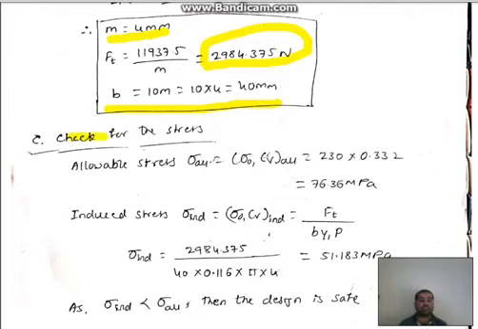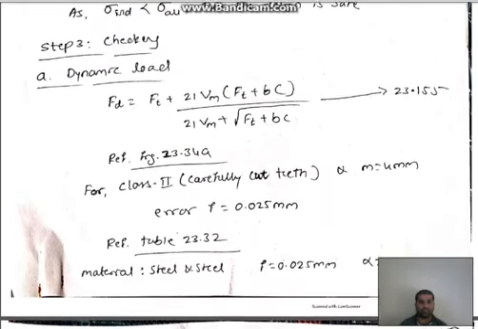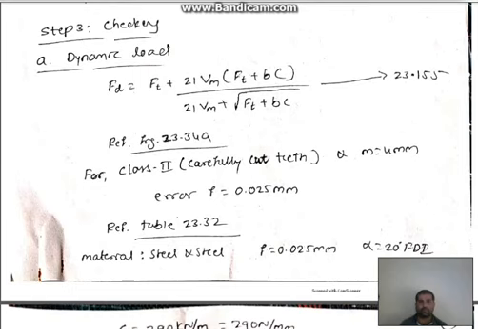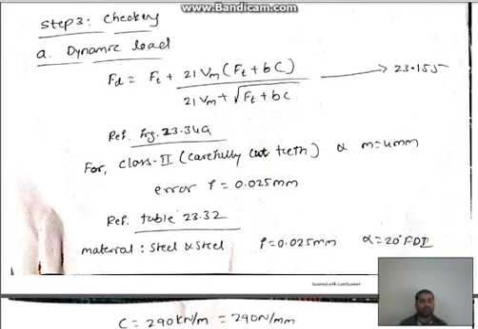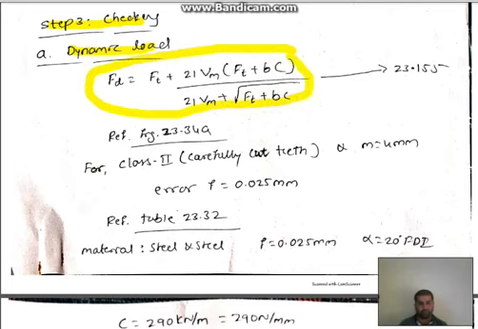Next, check for the stress. First we calculate the allowable stress, then we calculate the induced stress. If induced stress is less than the allowable stress, then the design is safe. Step 3, checking. Step A, dynamic load. The dynamic tooth load equation is given here. In this equation, all the parameters are known except the value of C.